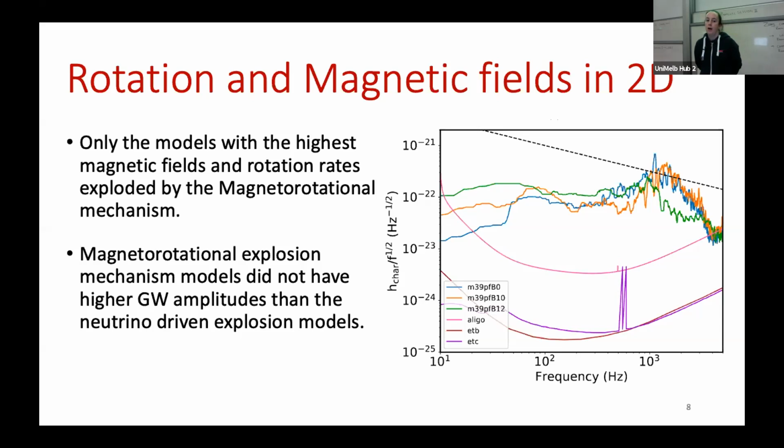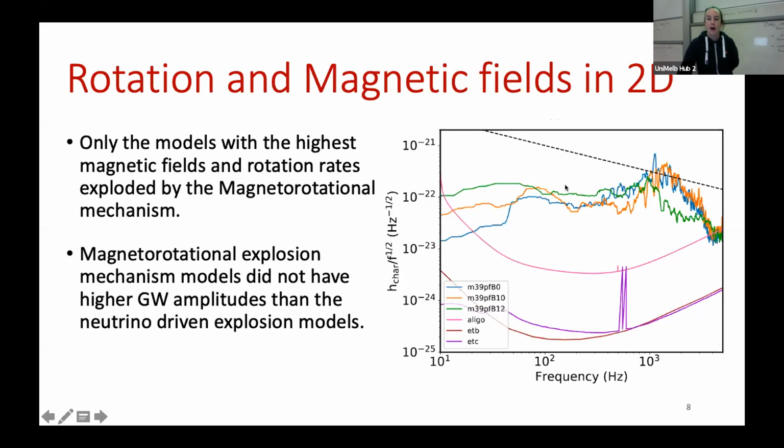We also thought that the models with the highest magnetic fields and rotation would have the strongest gravitational wave emission. But in Ryland's paper of 2D models, we found that wasn't always the case.